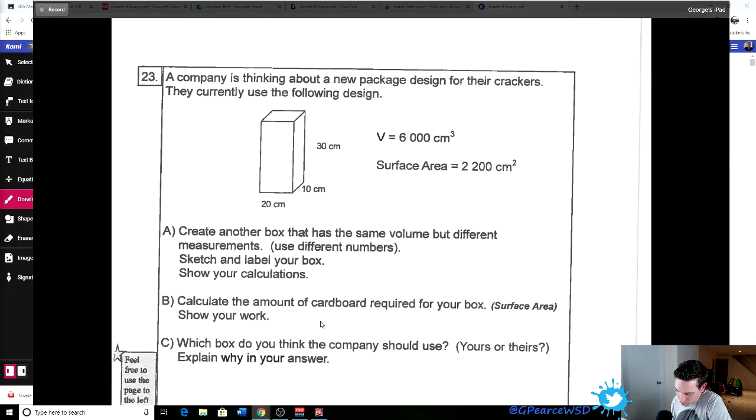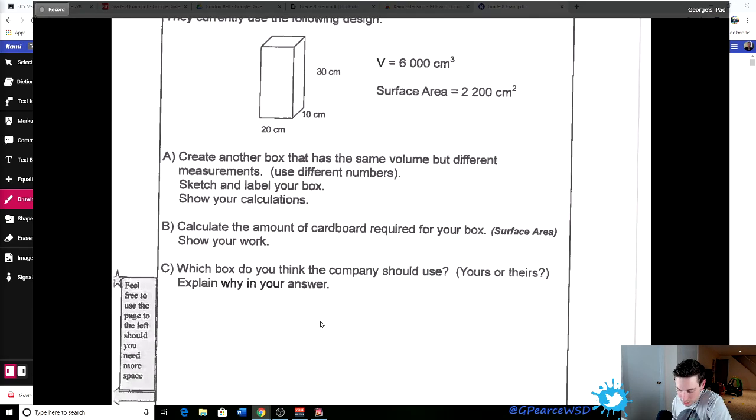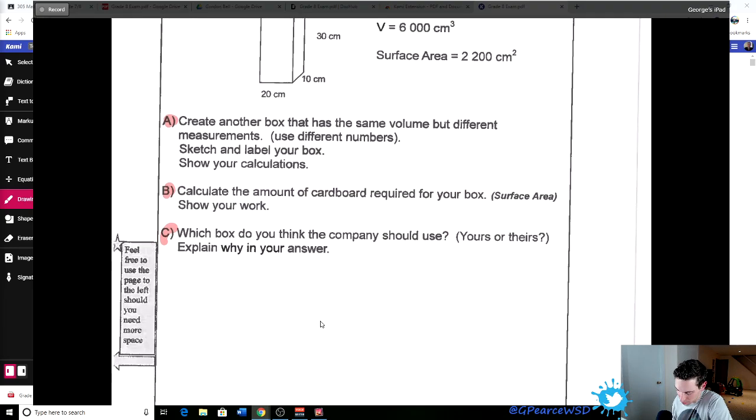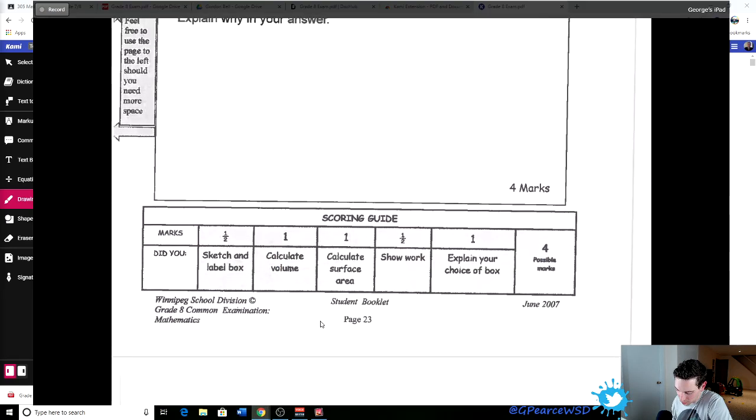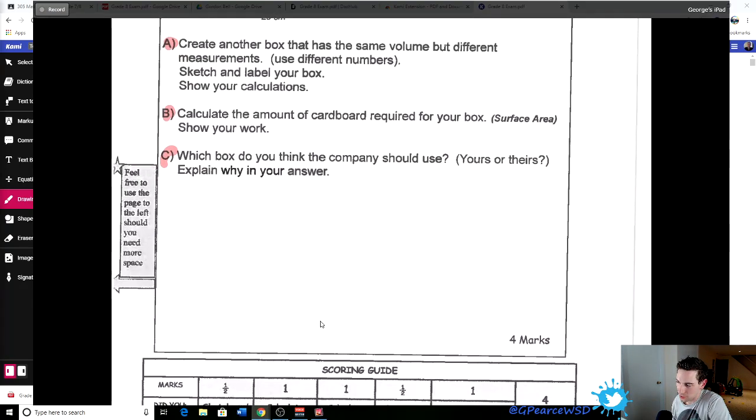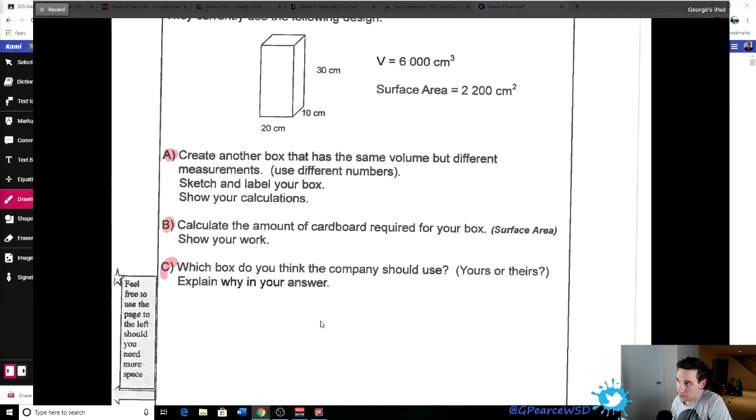Okay. A company is thinking about a new package design for their crackers. They currently use the following design: volume and surface area. Create another box that has the same volume but different measurements. Use different numbers. Sketch and label your box. Show your calculations. So A, B, and C. Calculate the amount of cardboard required for your box. Surface area. Show your work. Which box do you think the company should use? Yours or theirs? I don't think you're going to get marks for making a better box, but you have to compare a box that has the same volume.